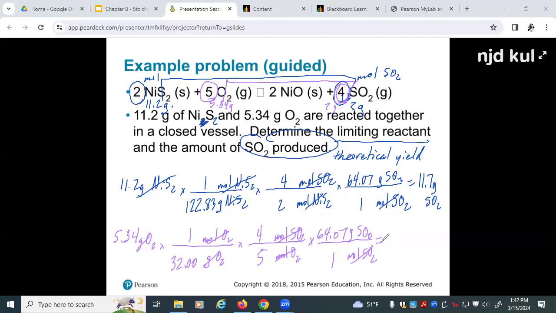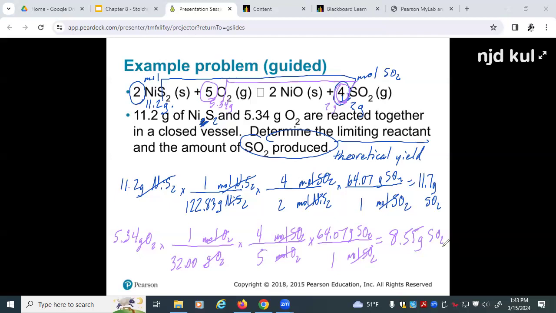So now I just need to do the calculation itself. 5.34 multiplied by 4 multiplied by 64.07 divided by 32 divided by 5. To three significant figures, 8.55 grams of sulfur dioxide.